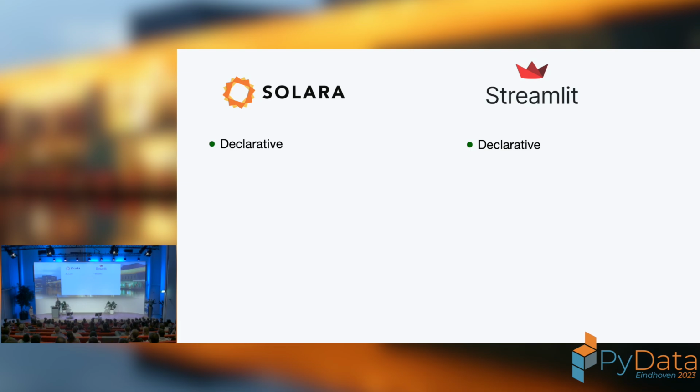Both of them are declarative. You basically say what you want, and it will re-execute and update what's needed. Streamlit is very simpler than Solara, although Solara, I think also in simple cases, is quite simple. It has a slightly steeper learning curve, especially if you want to do the more advanced things like working with threads and other hooks.